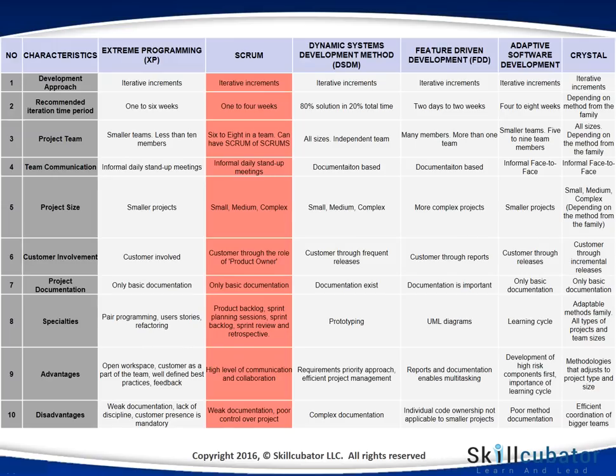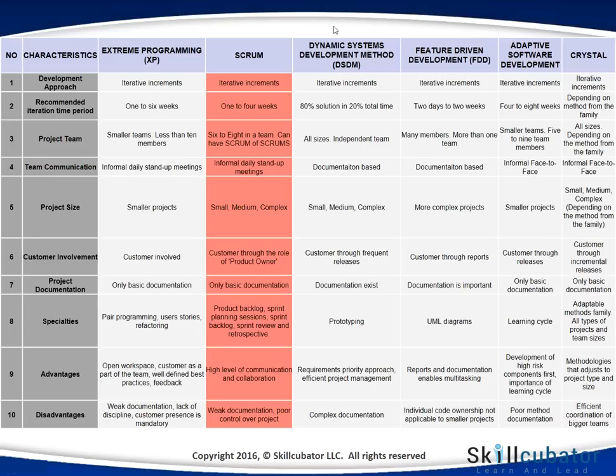Now, this is just a comparison of some of the different agile models. As you see here, extreme programming, Scrum is where we are focusing. Then we have the DSDM, feature driven development, AST, adaptive software development, and Crystal. These are different SDLC models which fall under the agile umbrella. But we'll focus more on the Scrum.